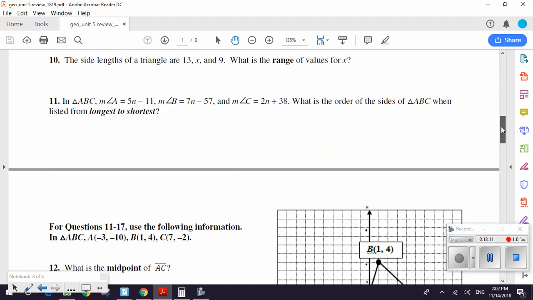For number 10, it says the side lengths of a triangle are 13, x, and 9. What is the range of values for x? So when it's asking for range, this is when we use the min and the max. To find the minimum, you subtract. So 13 minus 9, and that gives me 4. To find the max, you add. So 13 plus 9, and that's 22. So when you write the range, you write it as an inequality. So minimum less than x less than maximum. That's all.